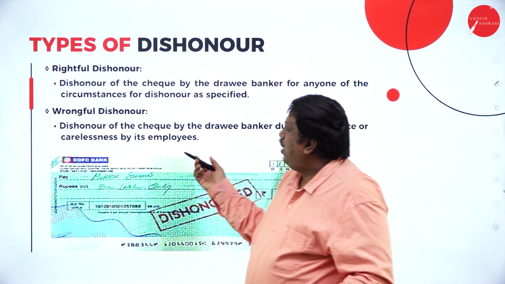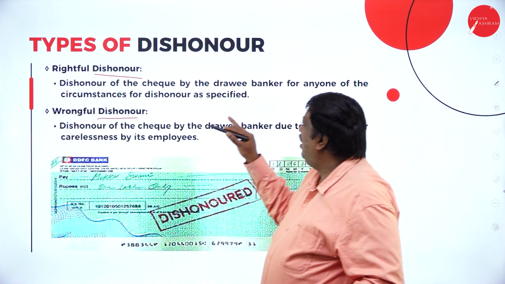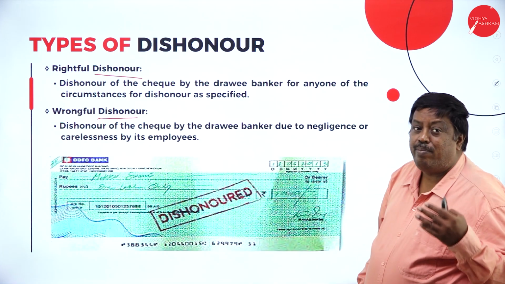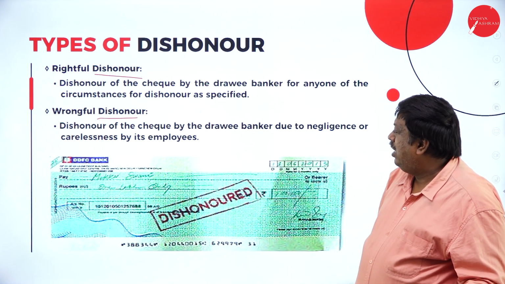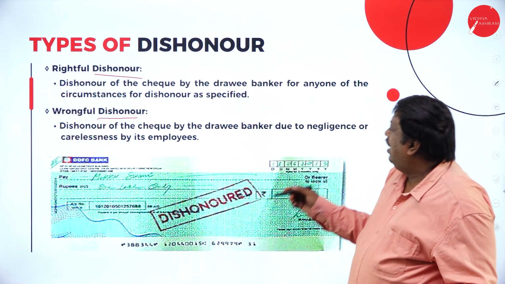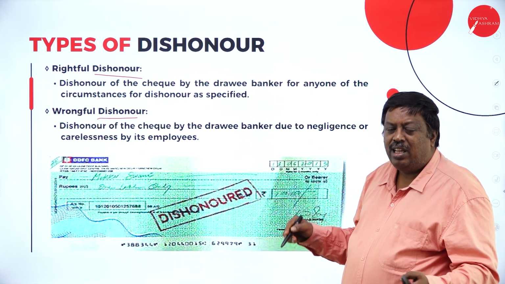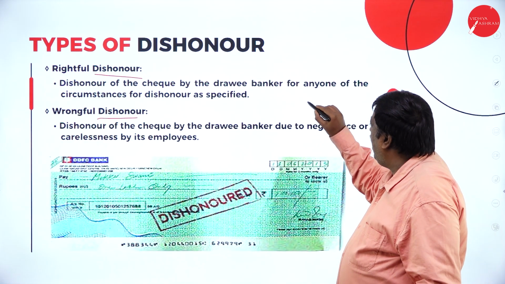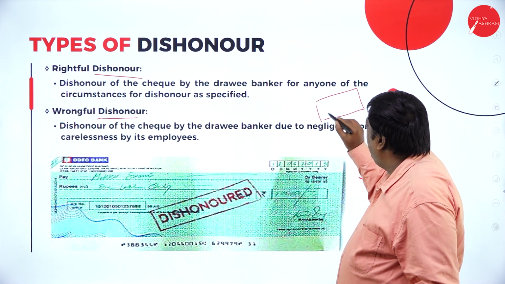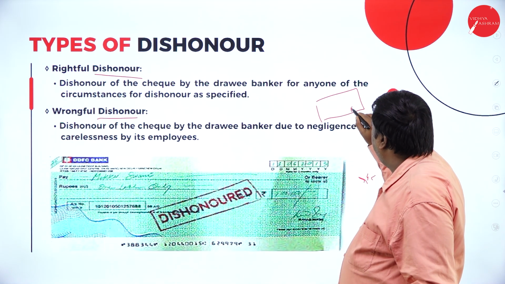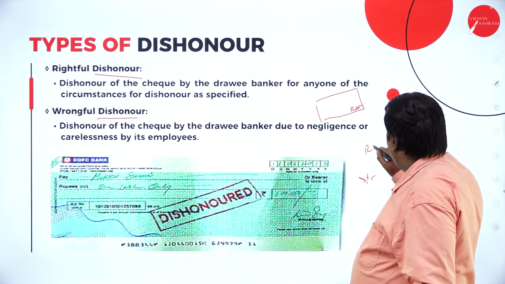So there are two types of dishonor, rightful dishonor and wrongful dishonor. Rightful is nothing but for the points whatever I have mentioned there, for that reason the check is dishonored, that is rightful. Wrongful dishonor is when, due to the carelessness of the bank employee, the check was dishonored, instead of checking the account number. For example, in the check, the name of the person is Ram and they checked the Ram account.